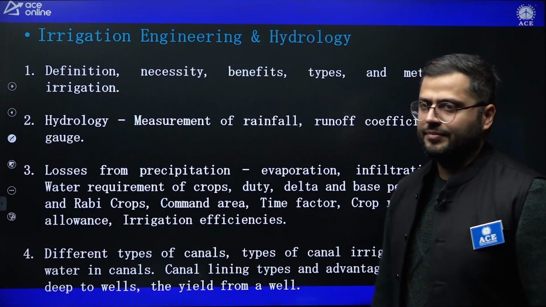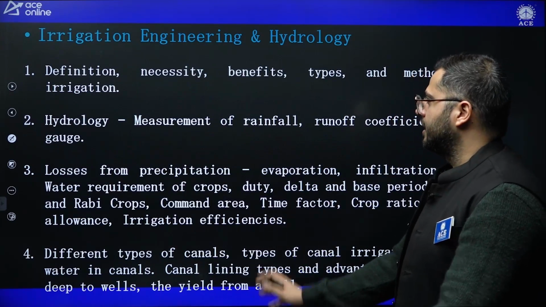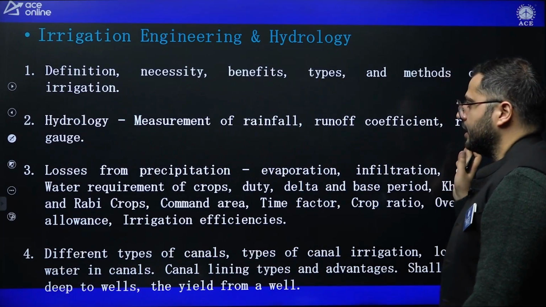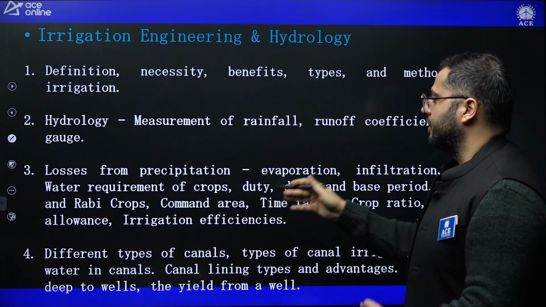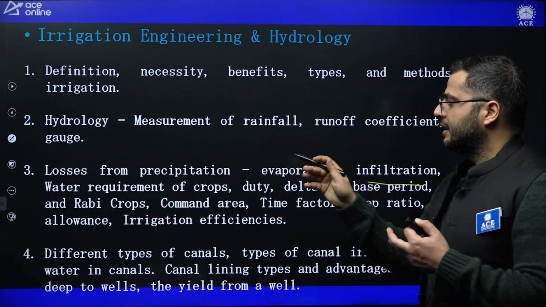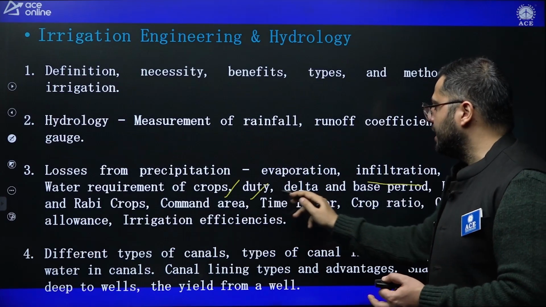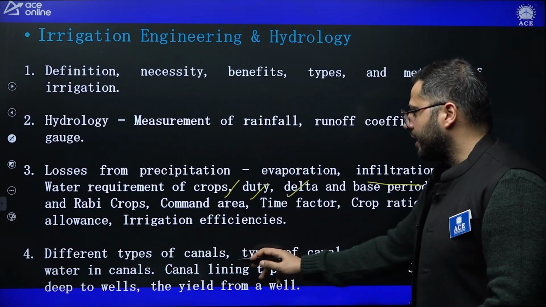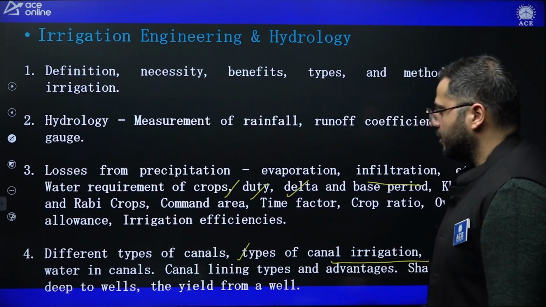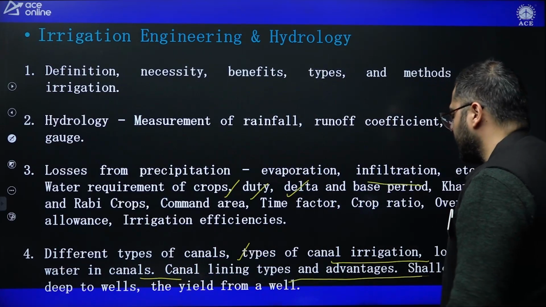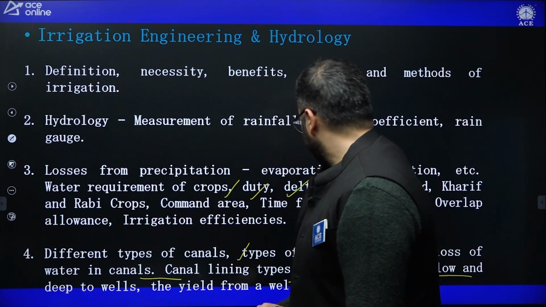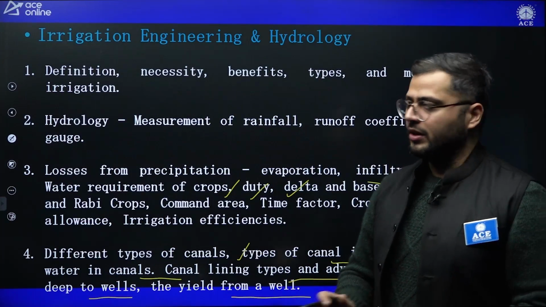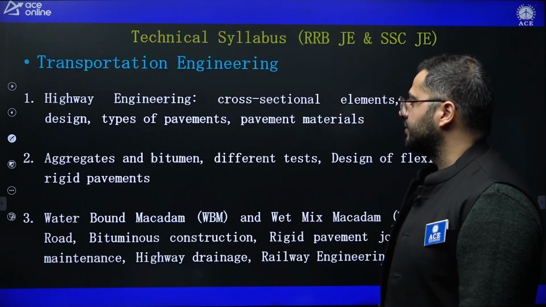Irrigation engineering and hydrology, right? Entirely the same, nothing different. Definition, necessity, all the topics of hydrology, measurement of rainfall, runoff coefficient, runoff gauge, losses of precipitation, evaporation, infiltration, water requirement of crops, duty, delta. Actually, the syllabus is mixed for hydrology and irrigation engineering. Different types of canals, canal irrigation, losses of water in canals, canal lining and advantages, disadvantages. After that, shallow and deep wells, the yield from a well, right? All this has to be covered in irrigation and hydrology.